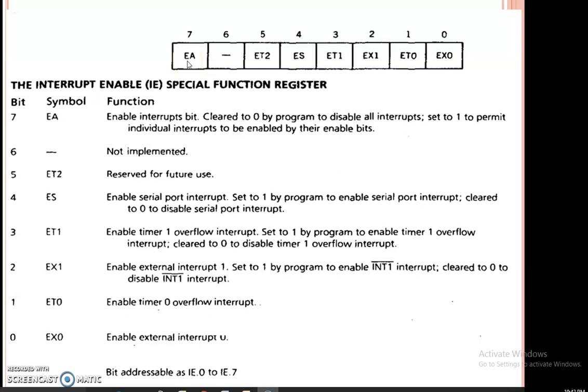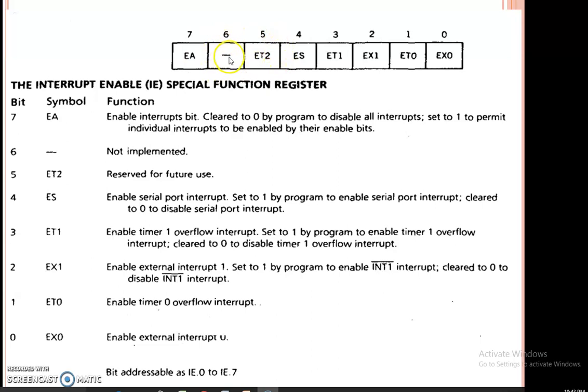Enable all means we can use this bit to enable the 5 interrupts, or use the same bit to disable the 5 interrupts. Here all interrupts means the 5 interrupts. So you can set or reset this bit to enable or disable all the interrupts. If EA is equal to 1, you enable all interrupts. If EA is equal to 0, you disable all interrupts, so the 8051 cannot receive any internal or external interrupts.